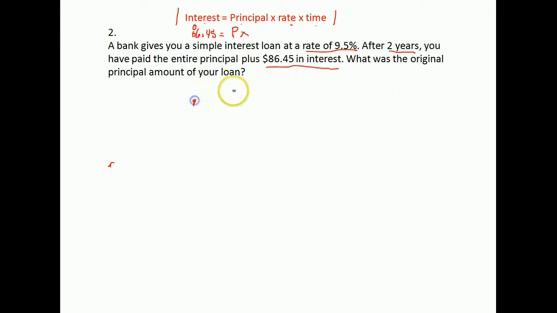Okay, but notice one problem with the rate is that it's written as a percent, and we can't put percents into a formula. We have to change them to decimal form. So when you start with rate, percent means per 100 or divided by 100. Okay, 9.5% means 9.5 out of 100. So you just divide that 9.5 by 100 to find out what it would be as a decimal, and it should give you 0.095. This is the number that we're going to use in our formula for the rate. Okay, so far we have $86.45 equals P times our rate of 0.095 times the amount of time in years, and it happens to be 2 years, they said.